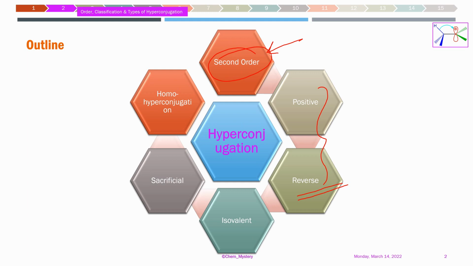There will be another classification which will be on the basis of the number of valence bonds. We call that isovalent hyperconjugation and sacrificial or heterovalent hyperconjugation. And then there will be a related term we'll call homohyperconjugation. We'll be seeing that in a moment.